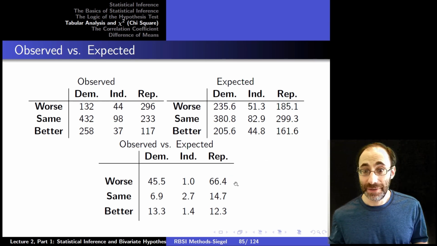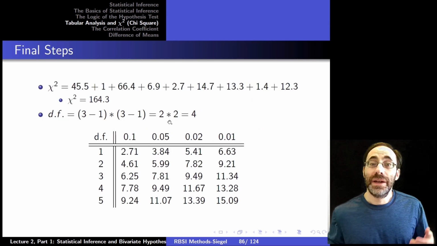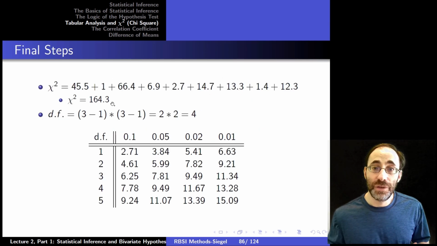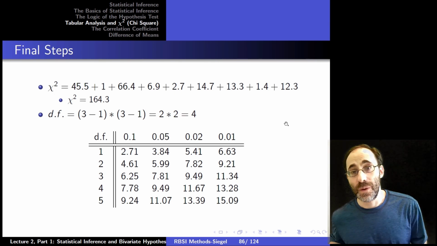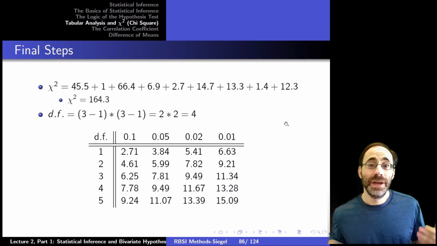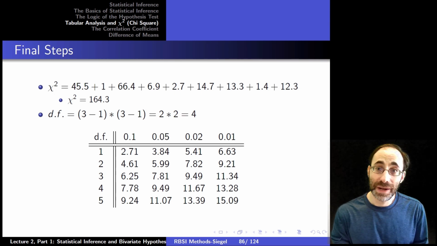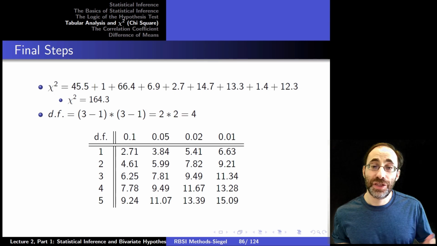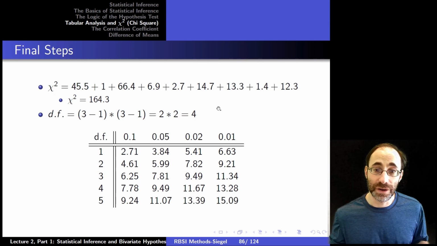We can already see the numbers are big, so we can guess what's going to happen here, but let's work it out. We add up all these numbers for every single cell. So we get a total chi-squared of 164.3. Now I figure out the degrees of freedom. Well, we have 3 rows and 3 columns. Degrees of freedom are 3 minus 1 times 3 minus 1, which equals 4.